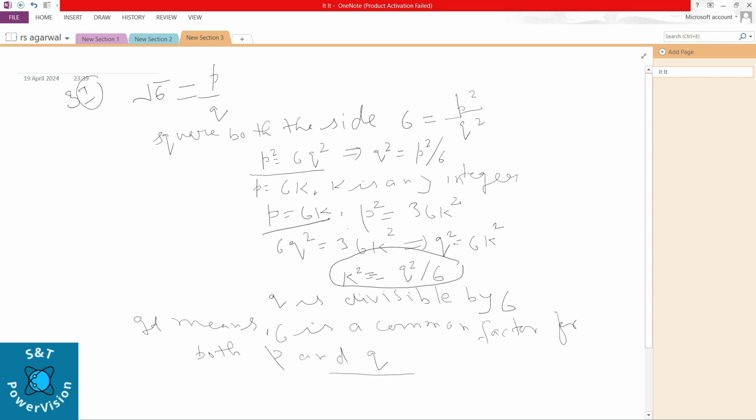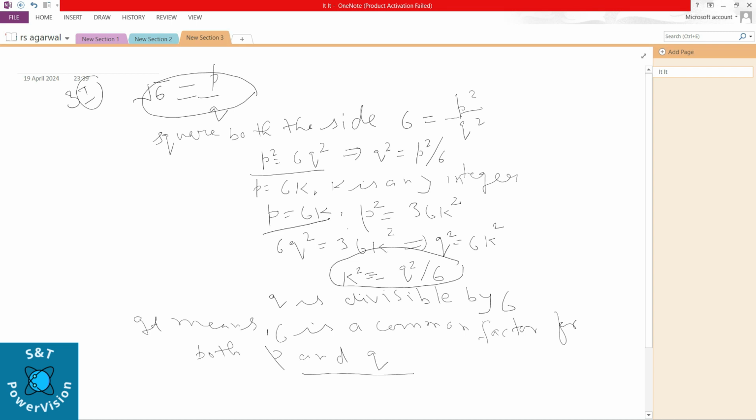P and Q. But it contradicts because when we assumed that root 6 is equal to P by Q, we stated that P and Q cannot have a common factor. But here, if we assume that root 6 is a rational number, it means 6 is a common factor of both P and Q. So both cannot be true at the same time. Like in our daily life, at one point of time I can go to only one place; I cannot be at more than one place at the same time.